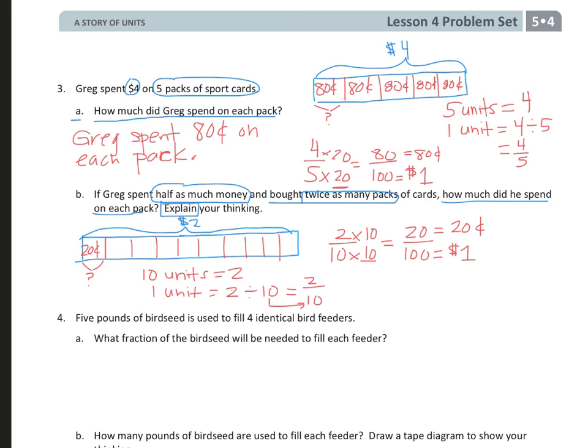So here's our explanation. We showed a nice little diagram, so now let's write our thinking down. We can say Greg spent 20 cents. Make sure you have the cent sign. 20 cents on each pack, period.